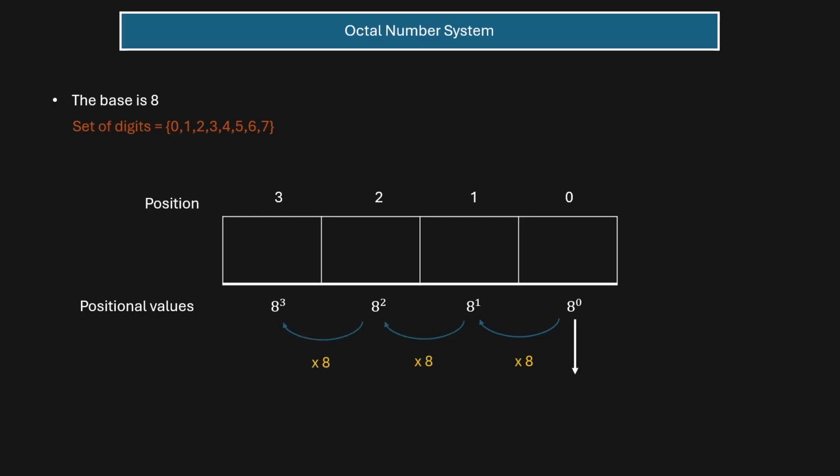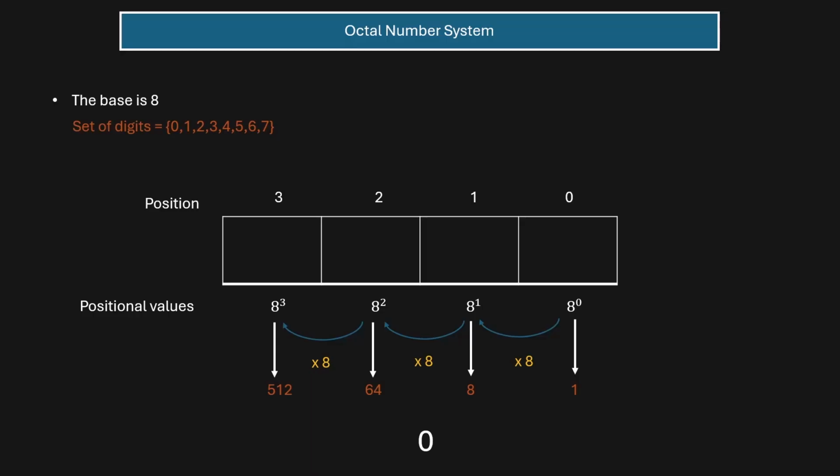8 to the power of 0 equals 1. 8 to the power of 1 equals 8. 8 to the power of 2 equals 64. 8 to the power of 3 equals 512. Now let's start counting. We want to count from 0 to 10. Now, as you know, since each digit in this system can be chosen from the range 0 to 7, counting up to the number 7 is easy.